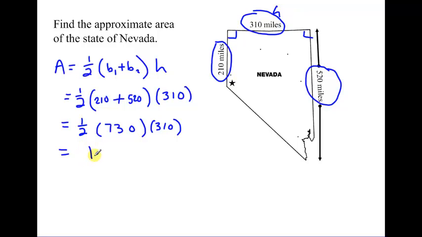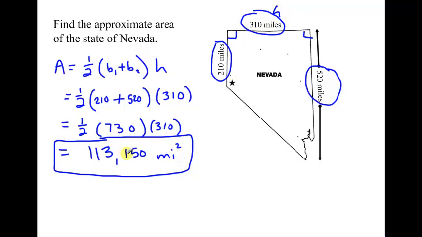Okay, I'm getting a grand total, and this is big. This is 113,150. Now it's area. These were in miles. We've got square miles, and that's the approximate area of Nevada. I'm giving a treat to whoever can actually look that up. What's the real area of the state of Nevada? Tell us how close we are.